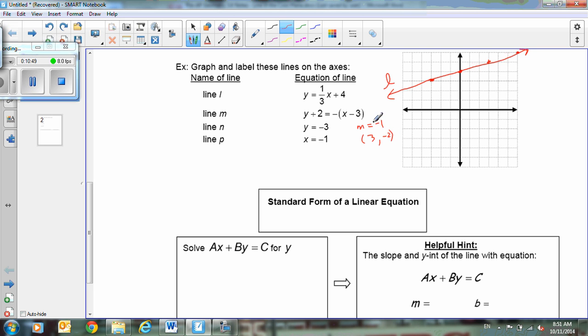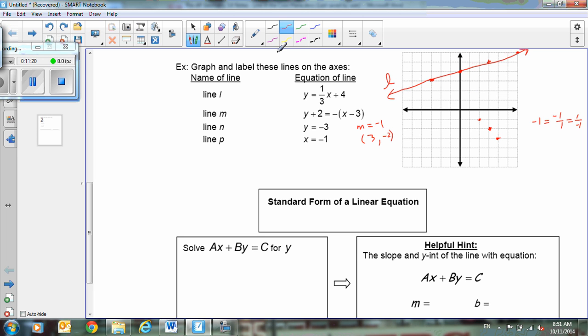All right, so let's plot this point, 3, -2. I'm going to go to the right, 1, 2, 3, and down 2, and then use my slope of -1. Now, -1 is the same thing as either -1 over +1 or +1 over -1. So from this point, I can either go down 1 and right 1, or I could go up 1 and left 1 to get a couple more points that lie on that line.